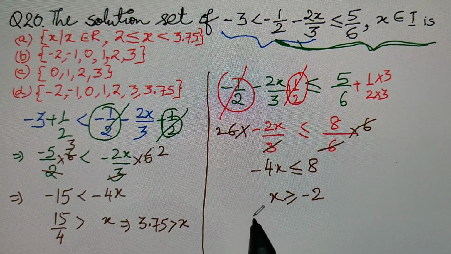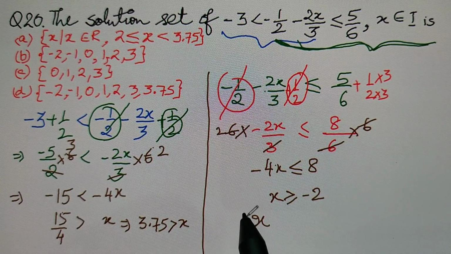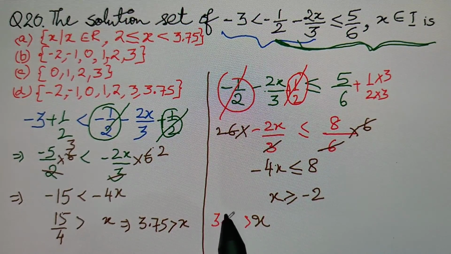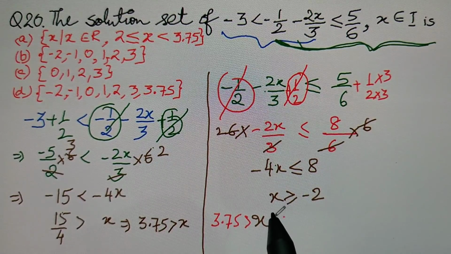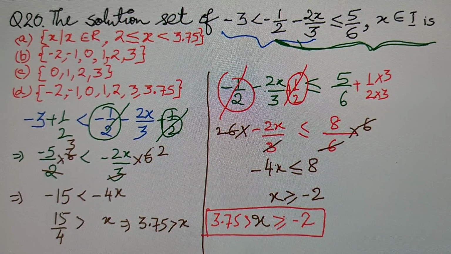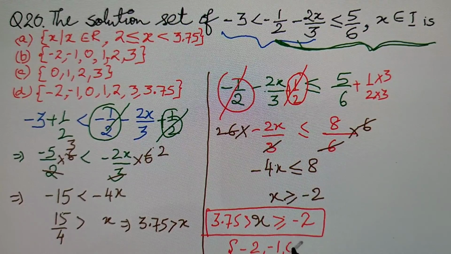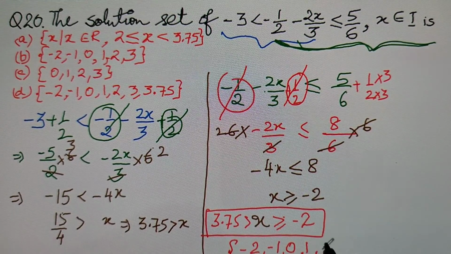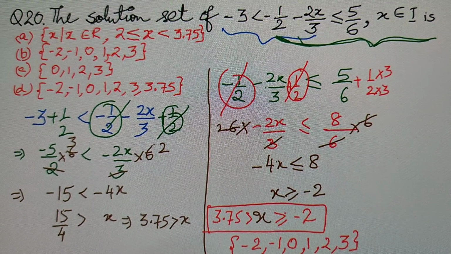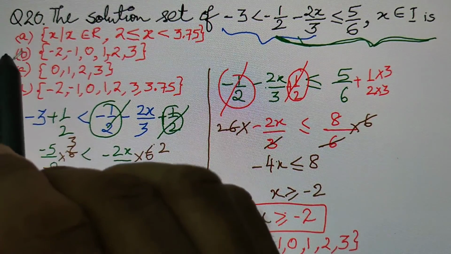So I've got the value of x, where x is less than 3.75 and x is greater than or equal to minus 2. So what is going to be the solution set? Minus 2, minus 1, 0, 1, 2 and 3. Fine. Looking into the options, we find option B to be the right answer.